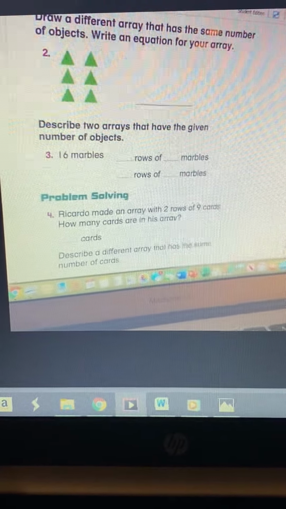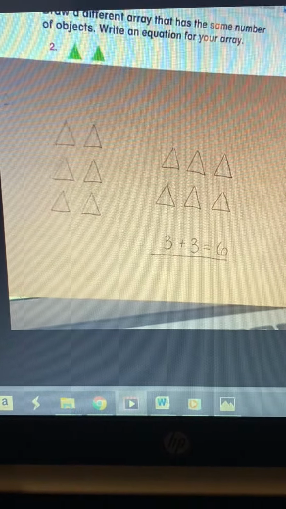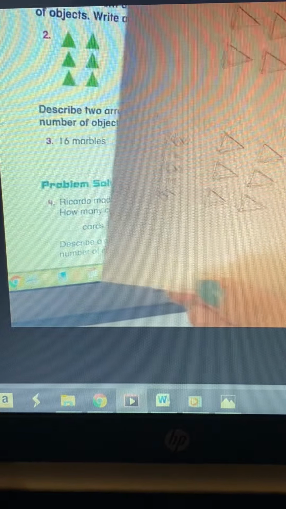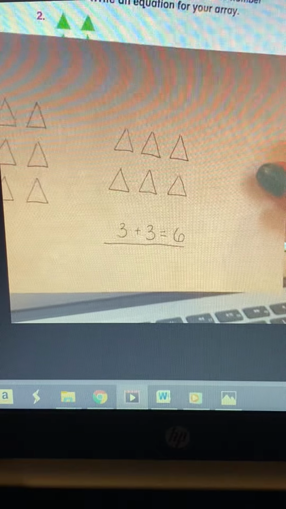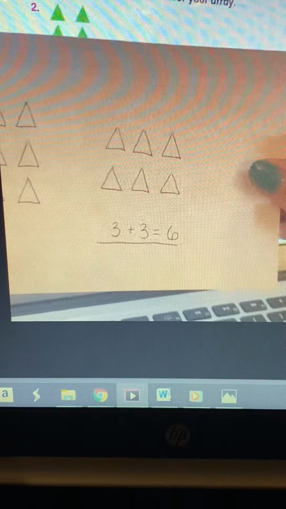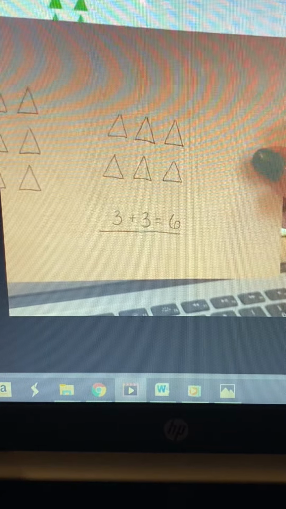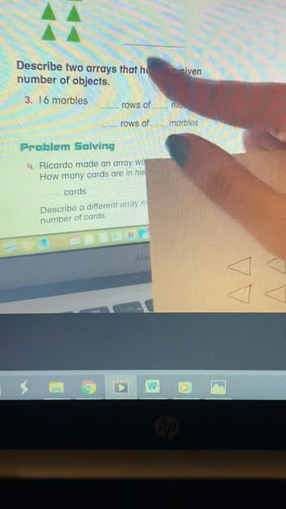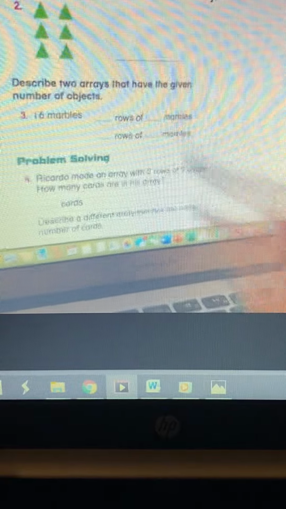So on a note card I prepared, and I wrote it out to help you boys and girls. Another way you could write it is kind of like flipping it, right? So I have 2 rows of 3. So the equation would be 3 plus 3 equals 6. Make sure we draw the triangles here, and then we write the equation 3 plus 3 equals 6 right on the line.